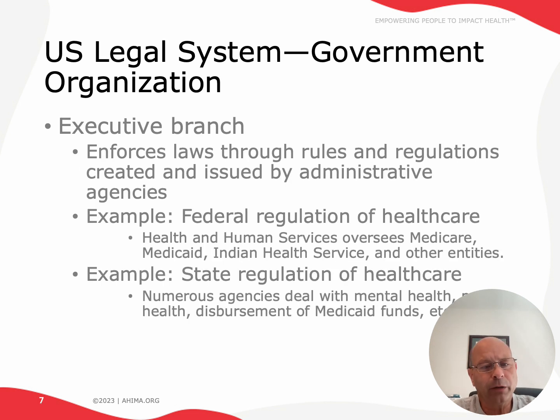So, how our government is organized. Let's dive a little deeper into how our three branches of government work, especially as they relate to healthcare. The executive branch, or the enforcers, enforces laws through the rules and regulations created by administrative agencies. The Department of Health and Human Services oversees Medicare, Medicaid, Indian Health Service, and other entities. This would be an example of federal healthcare regulation.